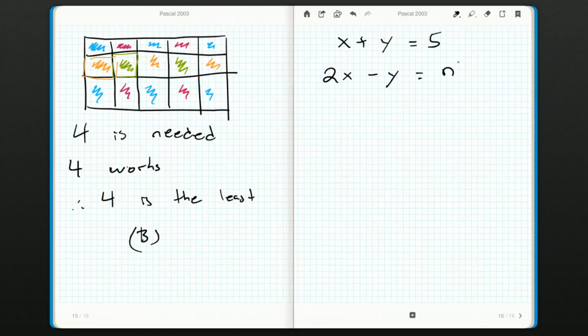There's probably a lot of values that n could be. That's why the question was worded so vaguely. They said a possible value for 2x minus y is. There's probably lots of different values that can be put in there. Okay? But let's say n is one of them. N is whichever one, A, B, C, D, or E, that is the right answer.